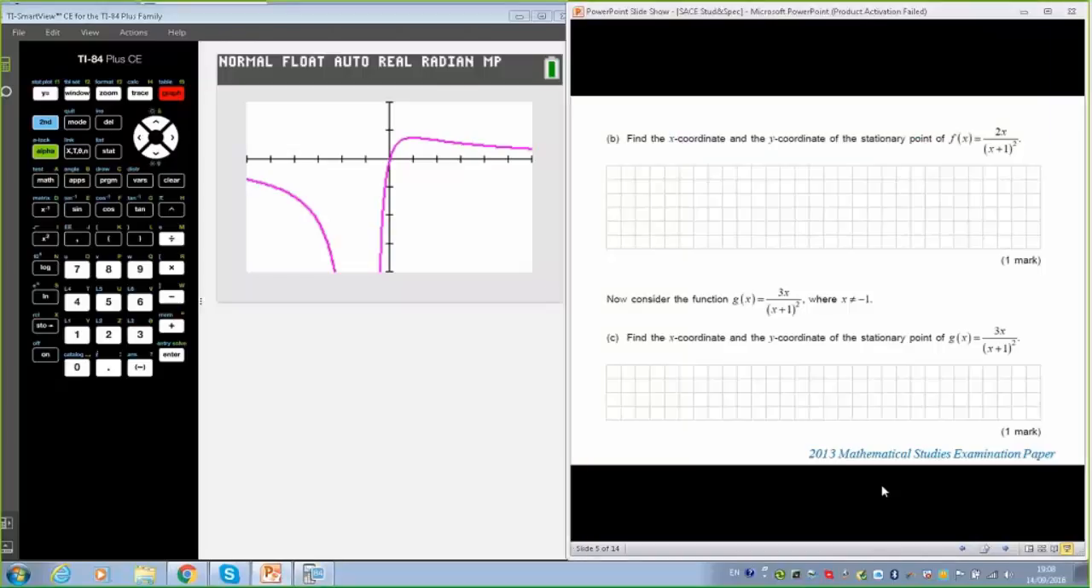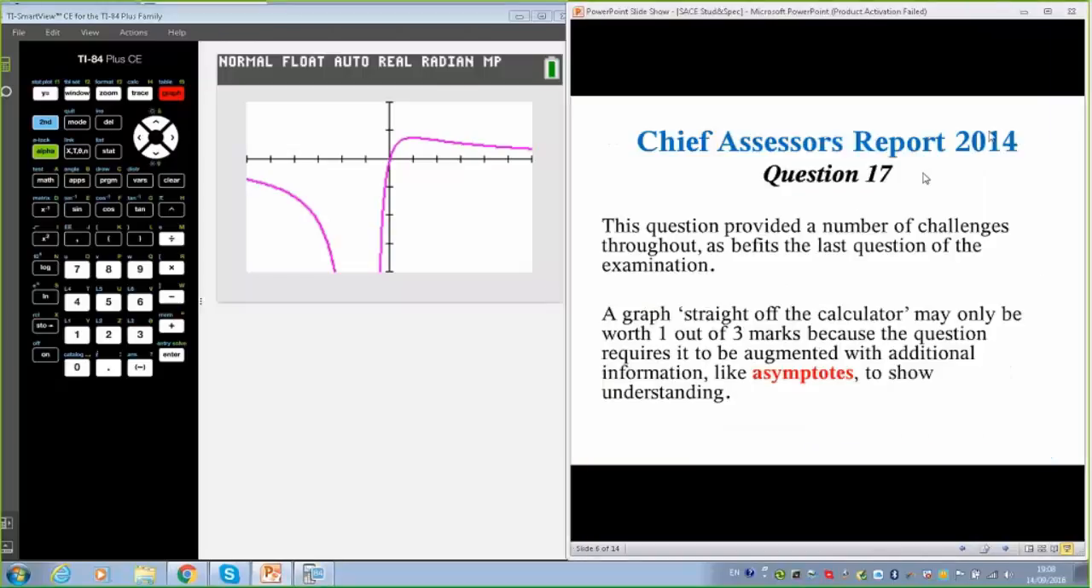So here's now the Chief Assessor's report from 2014, and this links specifically both in the general comments to question 17, but also some specific comments to question 17. And it said that this provided a lot of challenges, as it should, because it was the last question in the exam. And I think there's some fantastic questions in the SACE papers. I always admire them. I always find them really interesting to do, both for the students and for myself, and as a teacher explaining them.